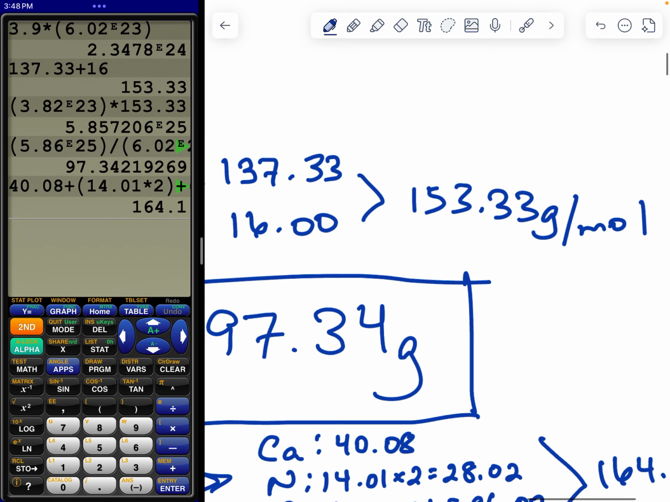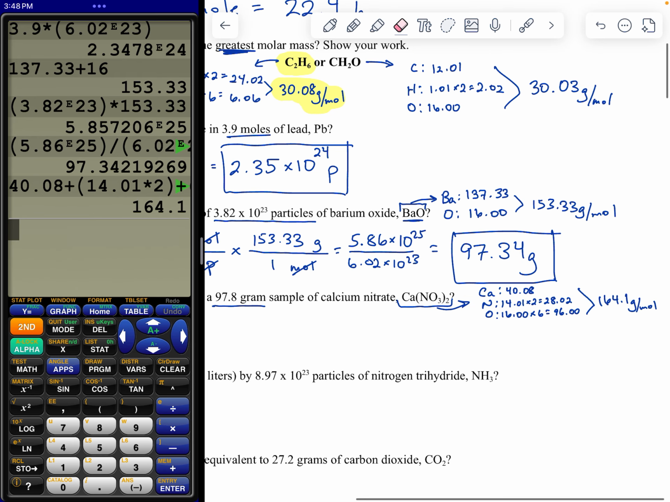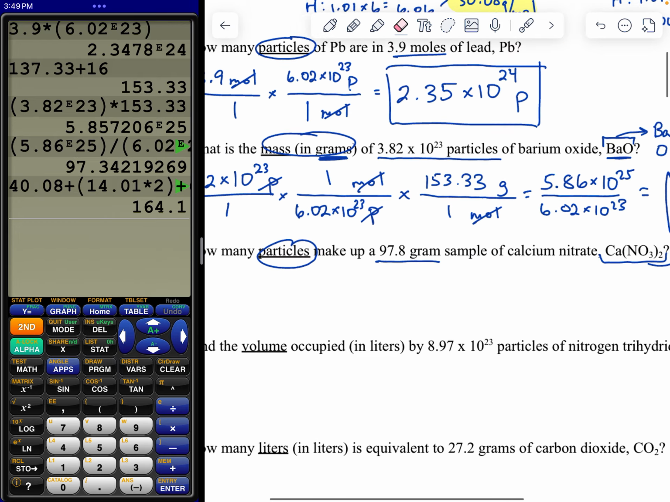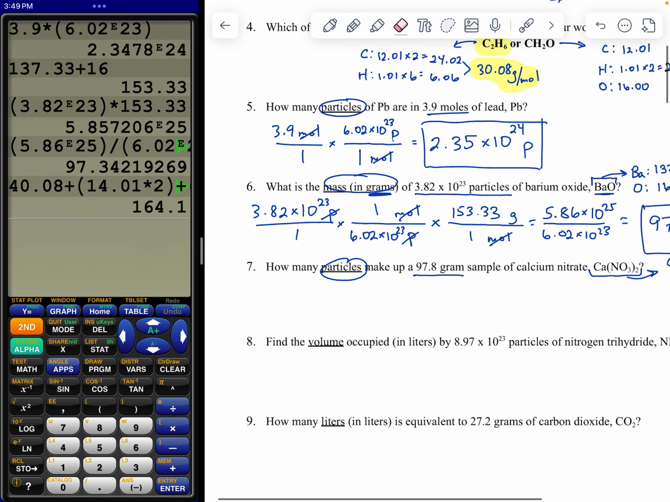All right, so that is the molar mass, and notice how this molar mass is different from barium oxide above, and that's because it's a completely different substance. It's a different compound, so it's going to have a different molar mass, but we do have the same value for the particle to mole, right? The only one that would change is the molar mass value equal to 1 mole. So starting with grams, 97.8 grams over 1, just to show it's a fraction.